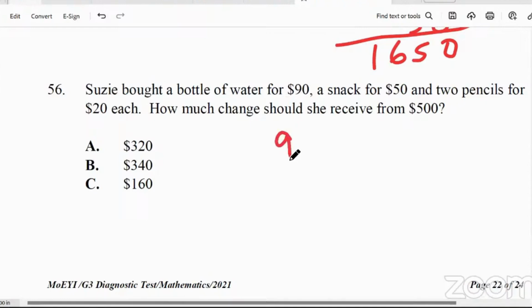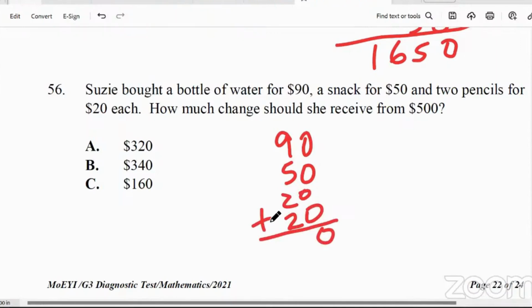So 90 plus 50, and then 2 pencils, 20 each. I'll separate them. Add all of these. 9 plus 5, that's 14. 14 plus 2, that's 16. 16 plus 2, that's 18. So the answer is $180. She spent $180. How much change should she receive from 500?